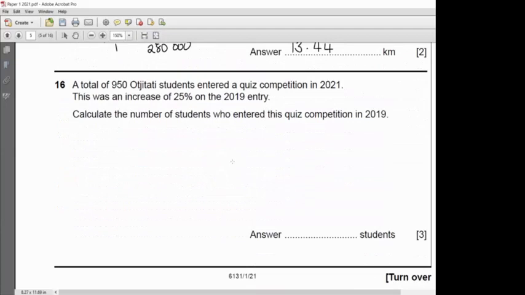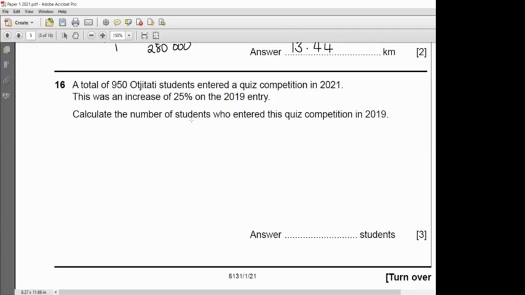Number 16 says that a total of 950 students entered a quiz competition in 2021. This was an increase of 25% on the 2019 entry. Calculate the number of students who entered this quiz competition in 2019. Okay, again, with word problems, extremely important that you understand the words that are given in the question. Okay, so understand what is being asked and what is being stated.